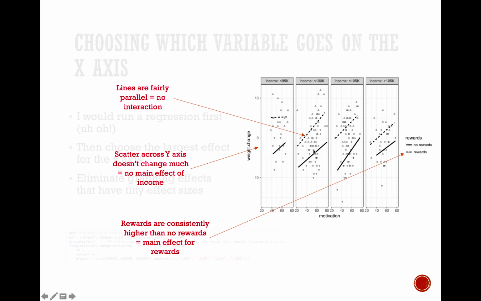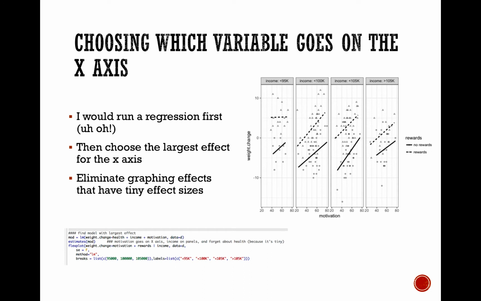And so this plot seems to suggest that there's a strong relationship between motivation and weight change. There's a little bit of something going on possibly in income, and there's something going on with rewards. Okay? And one thing I would do, by the way, on this slide, I showed you which variable goes on the x-axis. What I want you to do is totally do that and then ignore what I said and then switch things around.